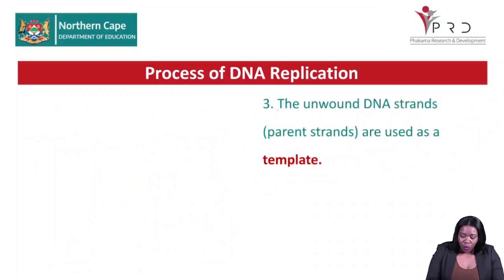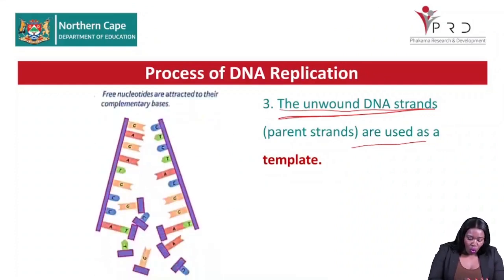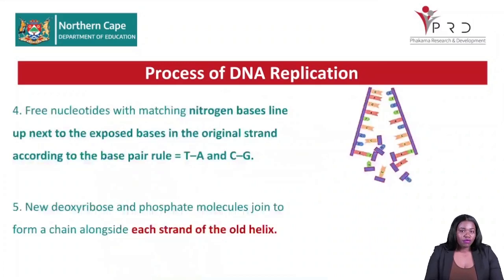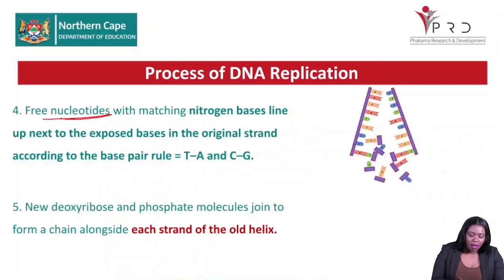So the unwound DNA strand will now serve as a template. So we say that this is now a template. This part is a template, and this part is also a template. They are used as templates for the formation of the new strands that are going to be formed, right? So now we have our template, and then we are going to have free nucleotides with matching nitrogenous bases that are going to line up next to the exposed bases in the original strand. So the templates are the original strands.